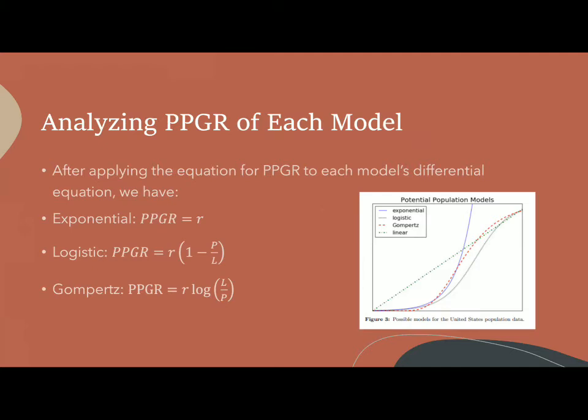From these equations, like Matt mentioned before, we can observe that unlike the exponential model, the logistic and Gompertz models take into account the population and the carrying or limiting capacity in their per unit population growth rates. If we assume that our limiting capacity L is greater than the population P, then when the population is small, the per unit population growth rate is higher than when the populations are large.